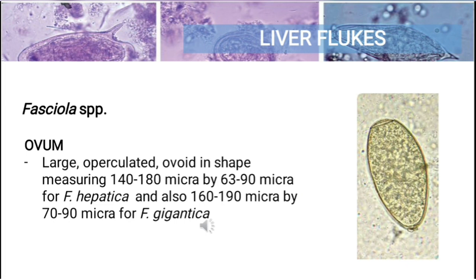The Fasciola hepatica egg is large, ovoidal, operculated, and yellowish to brownish in color. It measures 140 to 180 micrometers by 63 to 90 micrometers in size and is released from the worm still immature, containing a large unsegmented mass of vitelline cells, while the Fasciola gigantica egg is slightly larger than the Fasciola hepatica egg, measuring 160 to 190 micrometers by 70 to 90 micrometers.